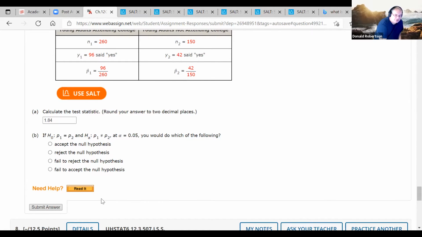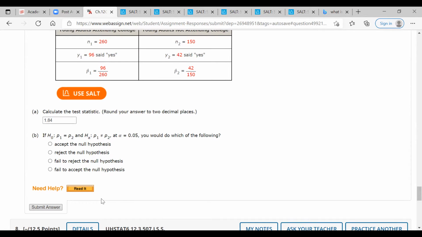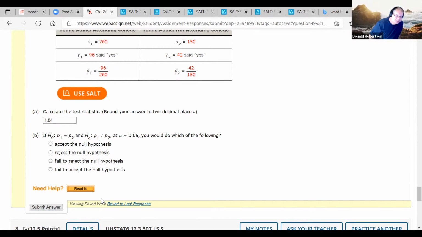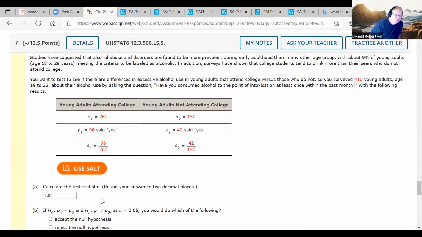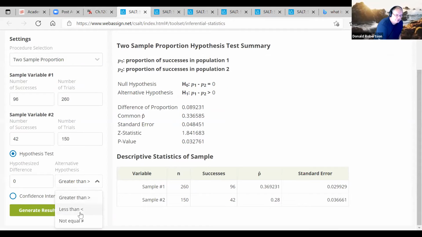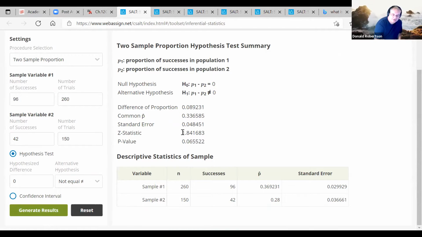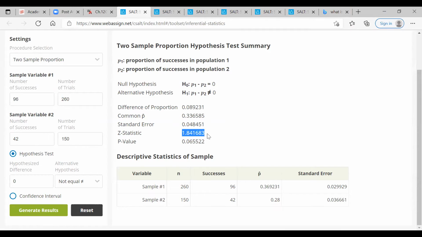Now they're asking you here, oh, sneaky. The question didn't say the first one's bigger than the second. The question, if I'd read it, had said that they are different from each other. So you can go back to the previous SALT and just change it. That's the quickest. We're going to change it to not equal to, and that's going to change your test statistic and your p-value.